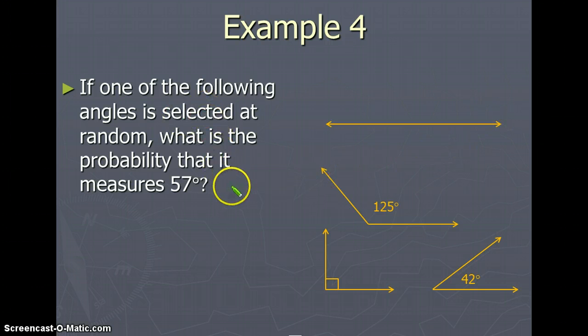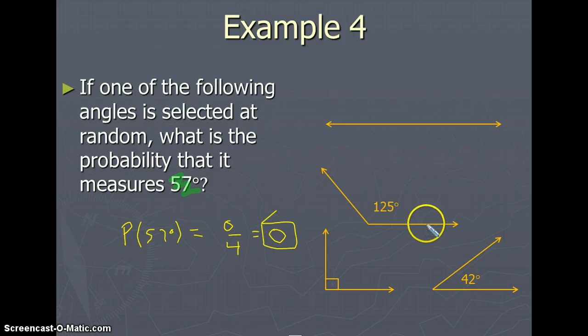Alright, and then the last one for this type, and then we'll get into some with points. What's the probability that we have a 57 degree angle? Well, I have a straight angle, 125, 90, and 42. I don't see any mention of anything having a 57 degree angle, so it doesn't seem like I have any winning combinations. So the probability of 57 degrees is 0 out of 4, which is 0. Again, you always want to make sure that you have a reduced fraction for your final answer if it needs to be.